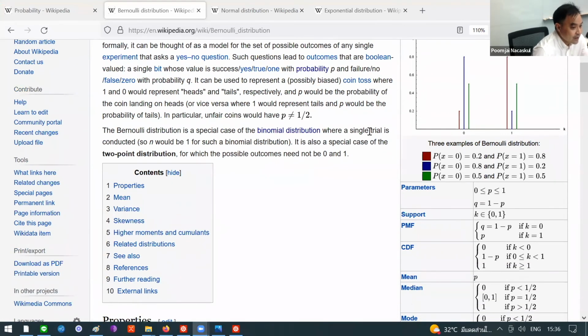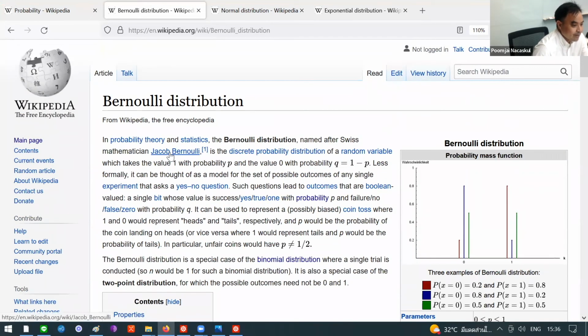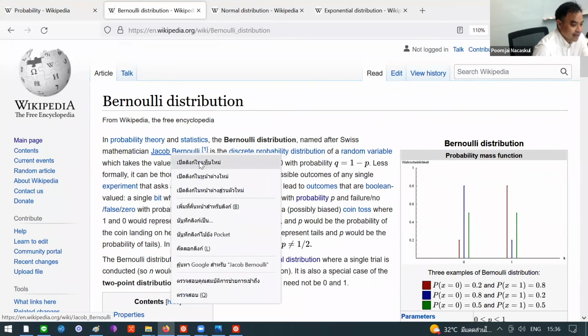And it has got all kinds of detailed explanation. And yeah, it links to Jacob Bernoulli. So if you click this, you see what the guy looks like.